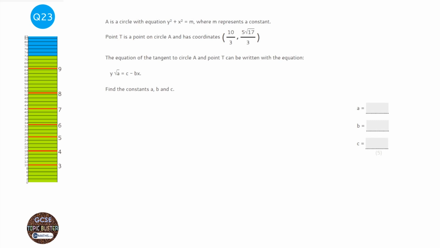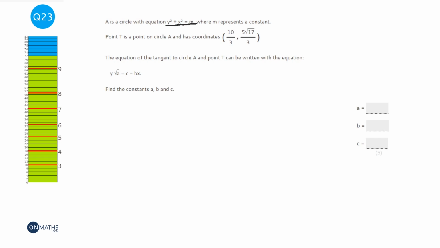Okay, so there's a lot going on with this question, and there's a lot of areas of maths that this question is involving, so we need to be quite good kind of across the board with our knowledge of the different areas of maths. The first thing to notice is we've got the equation of a circle.